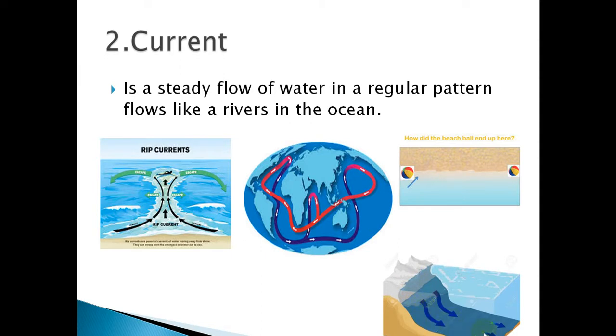deep in the ocean. So currents are like water that moves like a river in the ocean, and usually this happens because of wind and different temperatures of water, the different temperature of water in different regions of the Earth's surface.